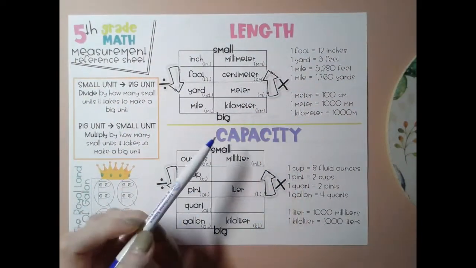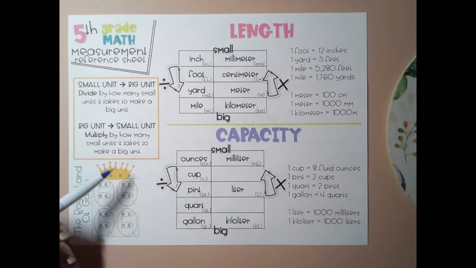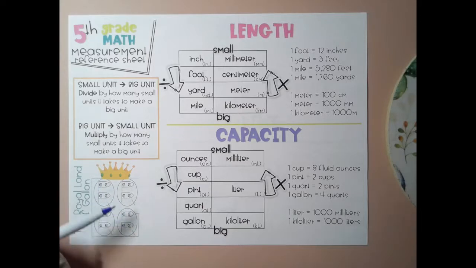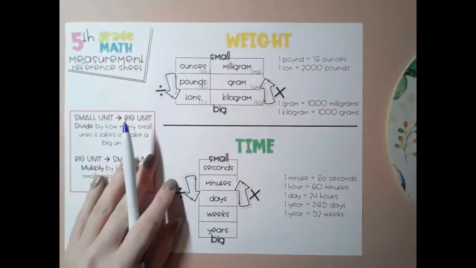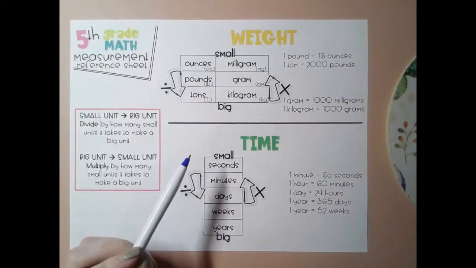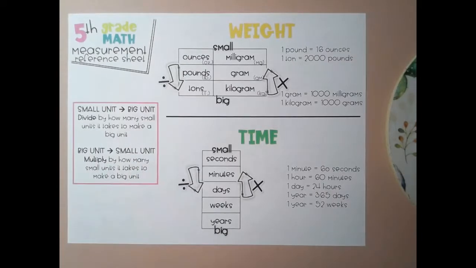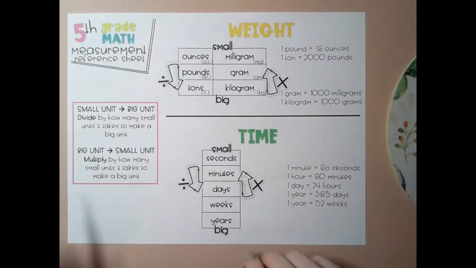With that being said, I talk about capacity here. I know some people use the Royal Land of Gallon, and I like to refer to it as well. I think it's very user-friendly for the kids to memorize, so I also refer to it here. And on the back, I have some weight. This is the only ones we talk about in 5th grade, and then I also have time. Some students may need to add their 7 days in a week, but I let them add that themselves.